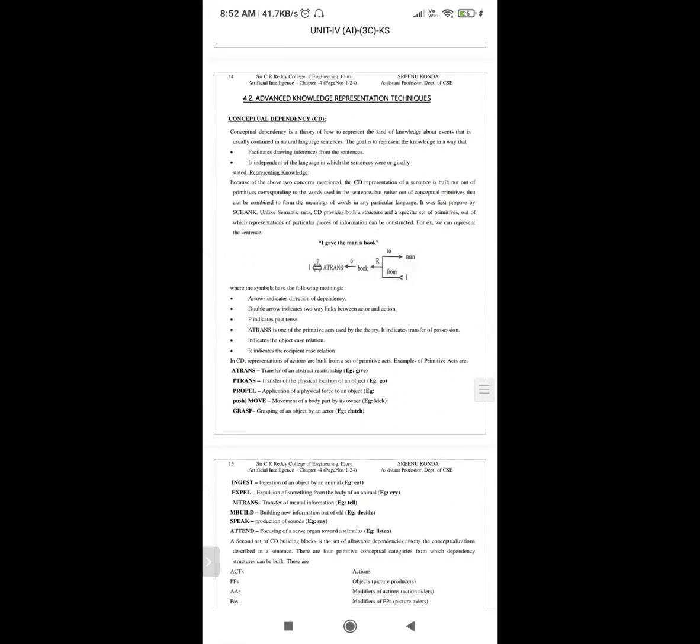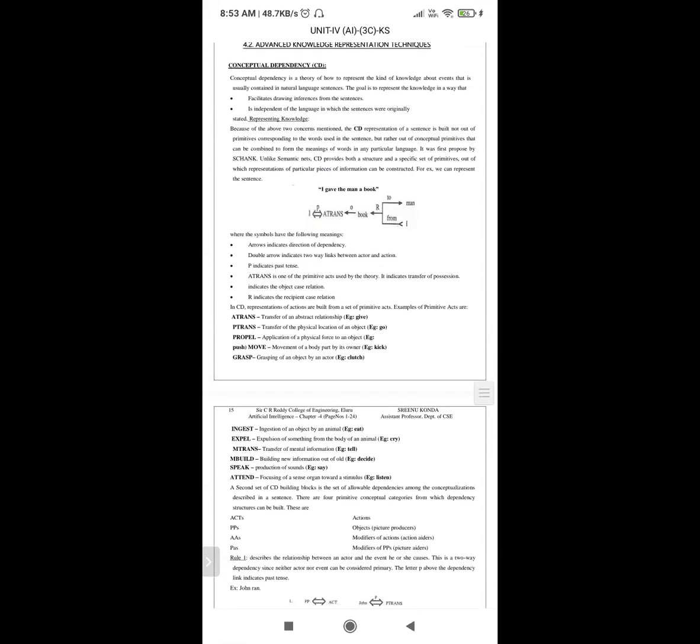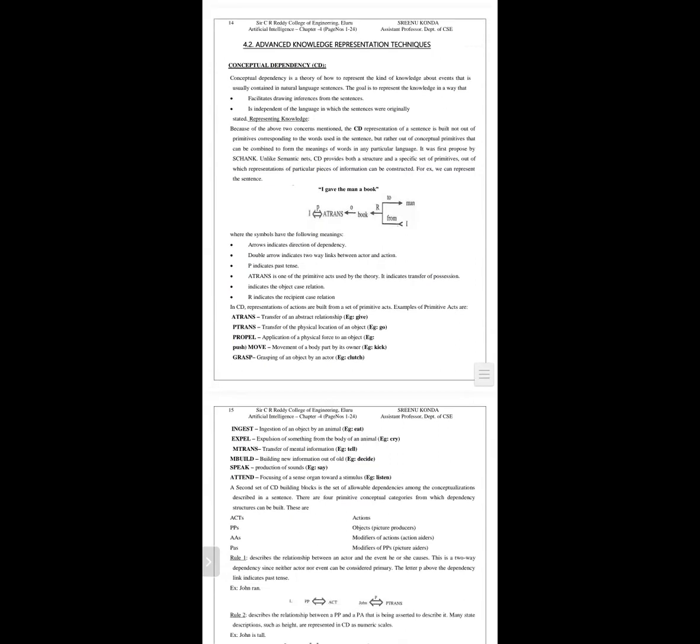M trans. M here indicates mental. Mental transmission or mental transfer, that is, transfer of mental information. For example, tell.